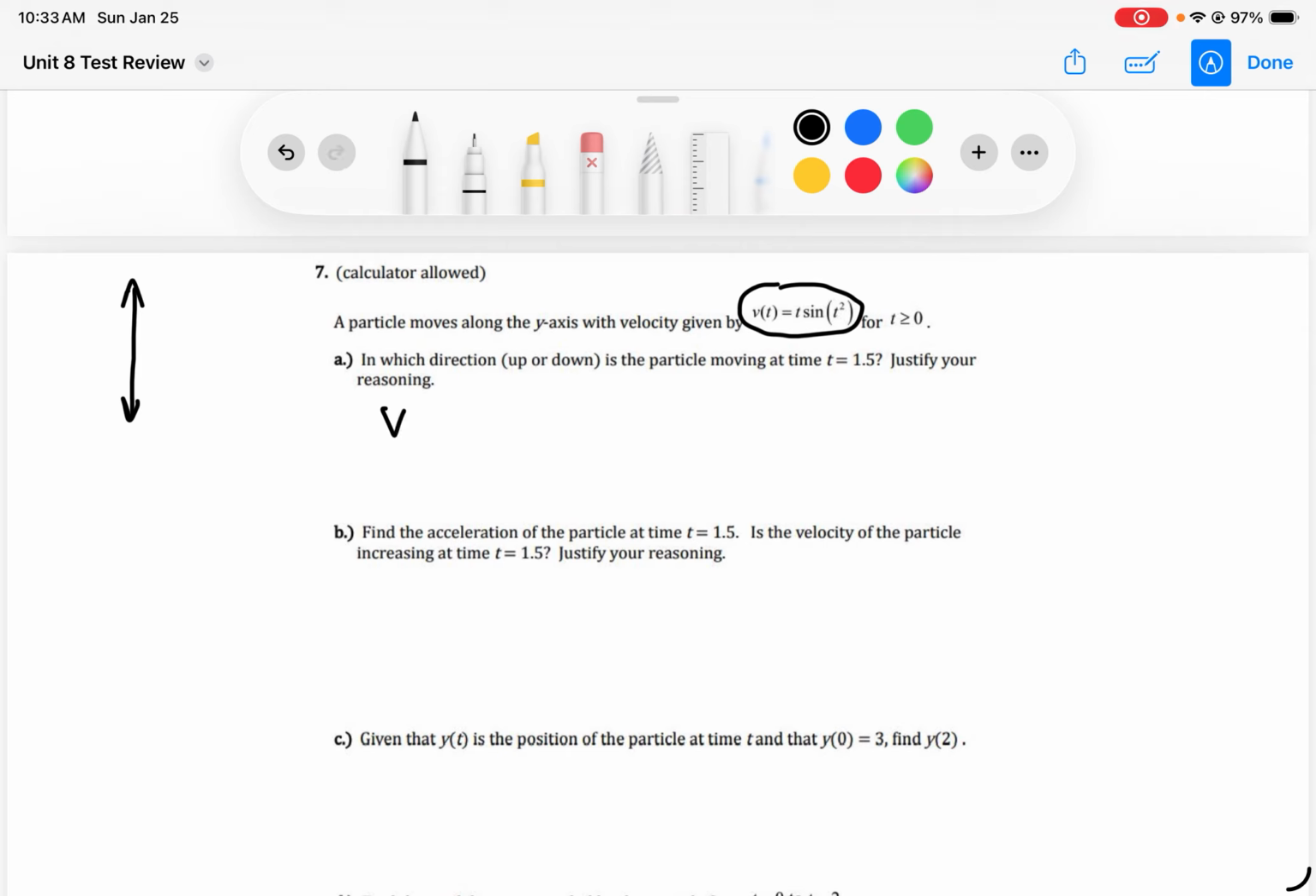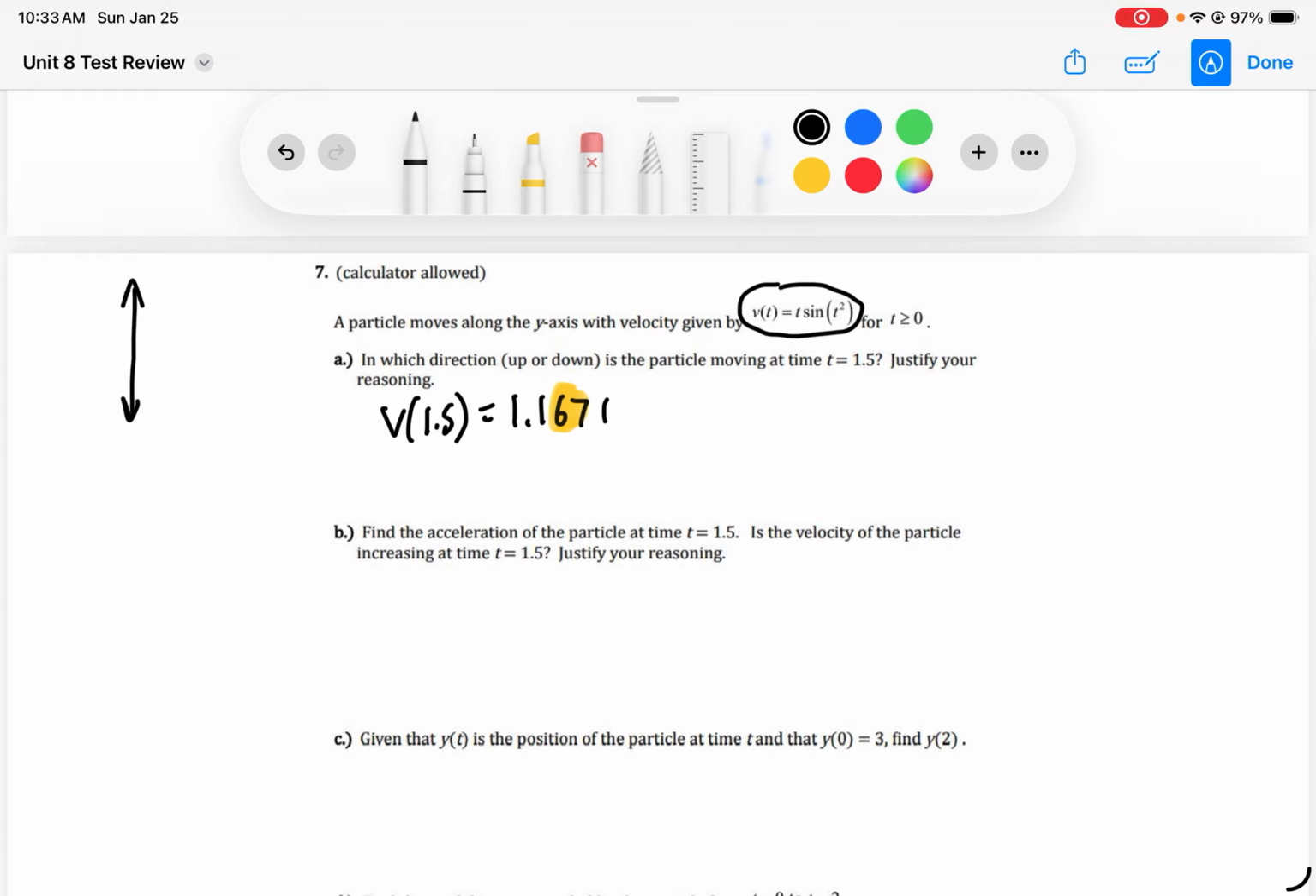Is the particle moving up or down? So I'm going to find v of t. Define v of t, and then in the next line do v of 1.5. And your Desmos says 1.167167. Again, shows up all the time.